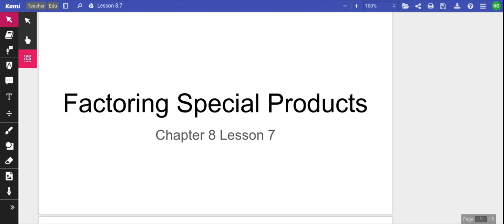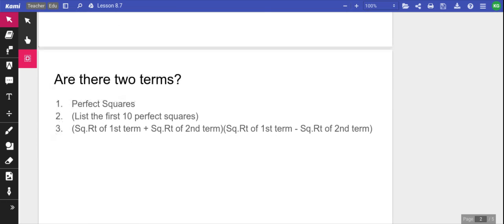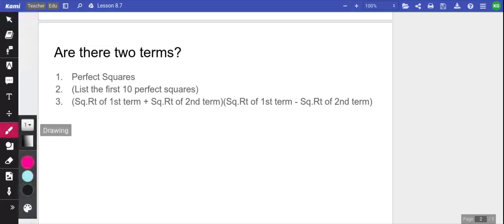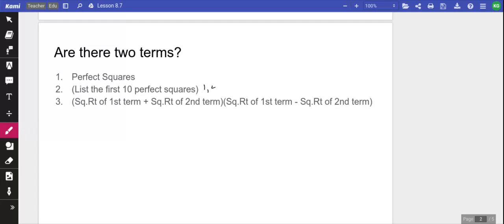Okay, Chapter 8, Lesson 7, Factoring Special Products. So this is going to go under Part 2 of your factoring notes. If there are two terms, or a binomial, what we're going to be looking for is, are they perfect squares? The perfect squares that we know so far are 1, 4, 9, 16, 25, 36, 49, 64, 81, 100.